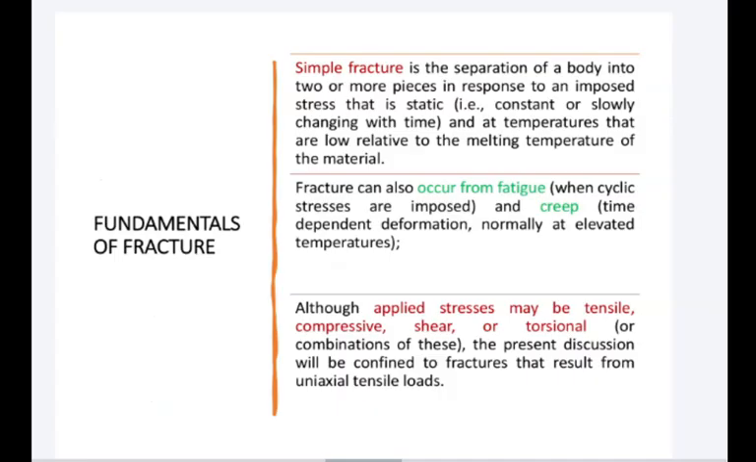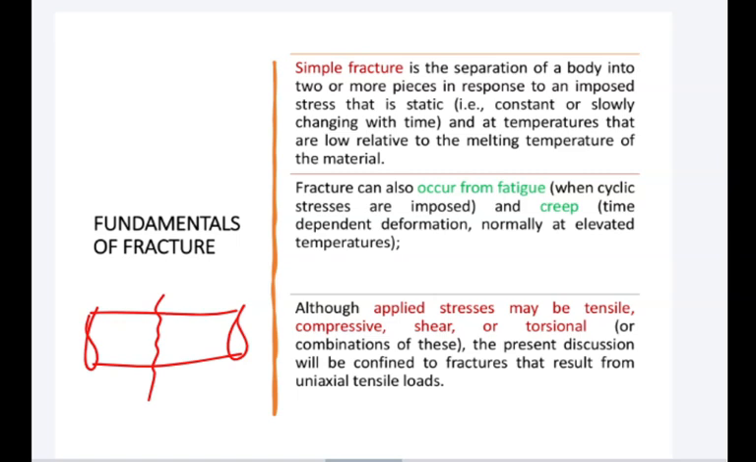Now starting from the first thing, the fundamentals of fracture, the simple fracture. What is simple fracture? And why do we say that there is a failure? What happens actually? Simple fracture is the separation of the body of any system, of any matter, you can say, into two or more pieces. If you have this shaft, and let's say it breaks into two pieces, it means that there is a fracture.